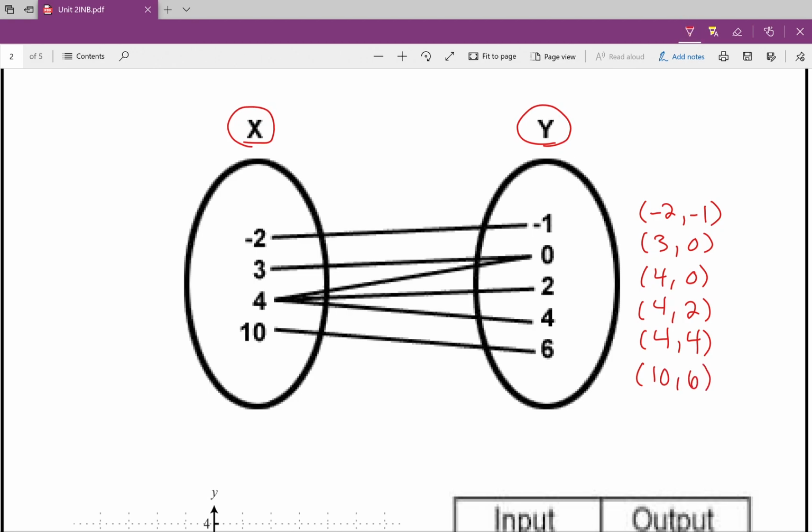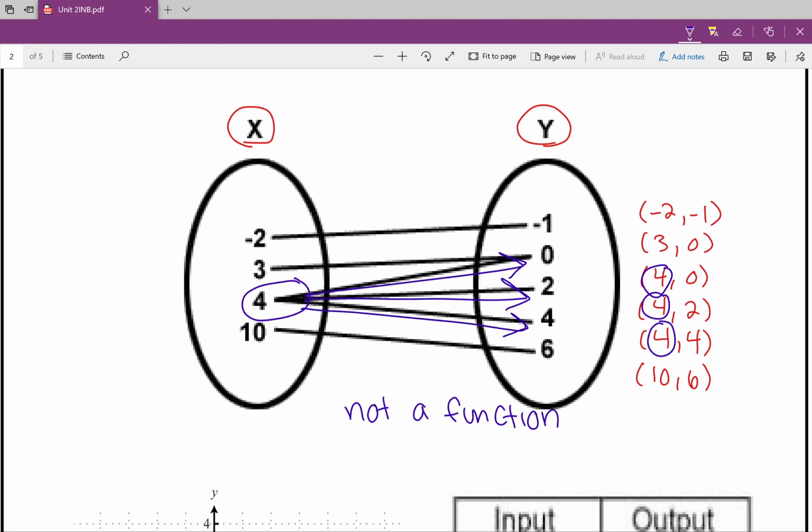So again, we're going to look at our x values. So notice that these 4's repeat, so this is not a function. We can also tell that here on the map. Notice how this 4 goes in 3 different directions. It goes to the 0, it goes to the 2, and it goes to the 4. So that means our x's repeat.